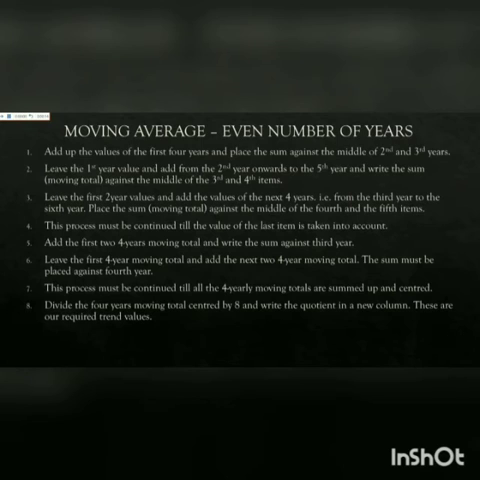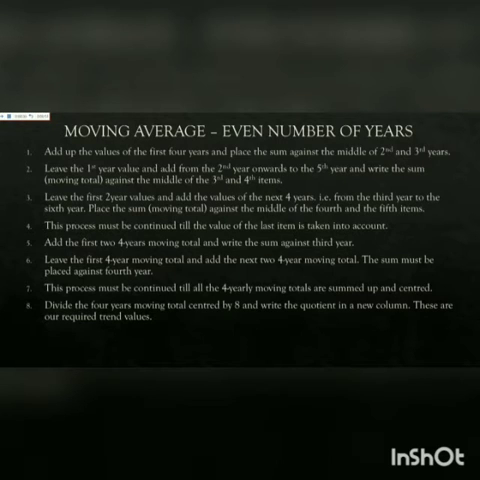Moving average, even number of years. Step 1 is to add up the values of the first 4 years and place the sum against the middle of the second and third years. Step 2. Leave the first year value and add from the second year onwards to the fifth year and write the sum against the middle of the third and fourth items.